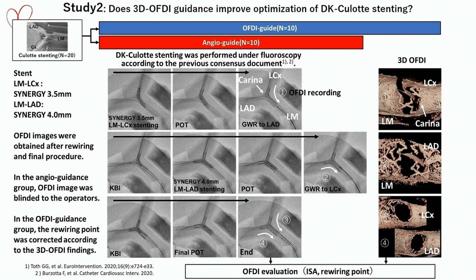Study 2 examined whether 3D OFDI guidance improves the optimization of DK culotte stenting. Stenting was performed under fluoroscopy according to previous consensus documents. In this study, Synergy 3.5 mm and 4.0 mm stents were implanted in the left main LCX and left main LAD respectively.